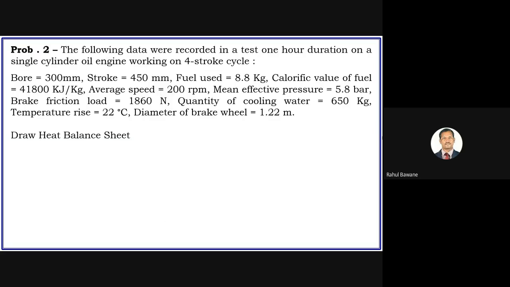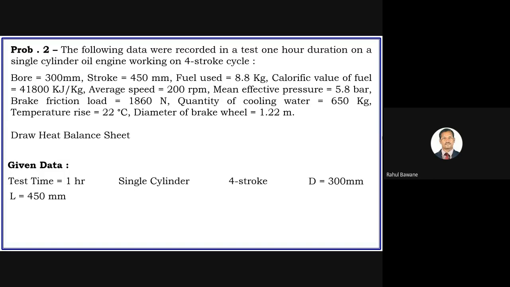Now the second numerical: the following data were recorded in a test of 1 hour duration. That means whatever data is given, it is for 1 hour duration on a single cylinder oil engine. So number of cylinders is 1, time duration is 1 hour, and it is a 4-stroke engine. It is very important whether your engine is 4-stroke or 2-stroke, because we have to consider it when calculating indicated power.